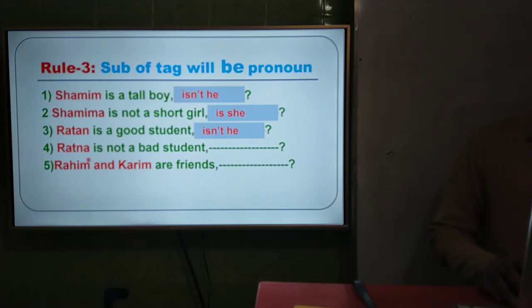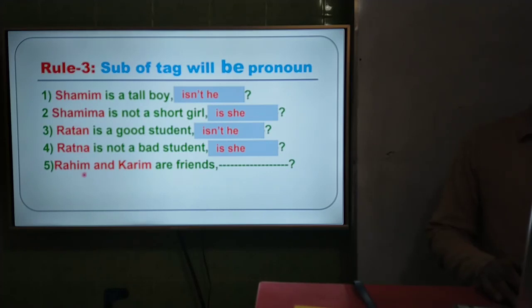Then the fourth question, Ratna is not a bad student. Here the sentence is negative, so the tag question will be affirmative. So here the operator "is" will come, and the answer will be "is she". As the sentence is negative, the tag question is affirmative, and "she" is used here instead of Ratna. Now dear students, these four, Shamim, Shamima, Ratan, Ratna, are in singular.